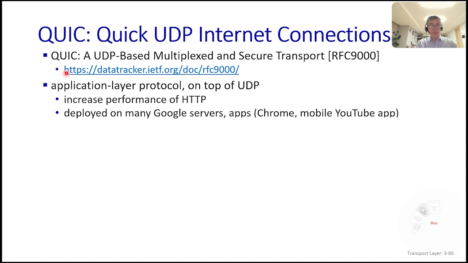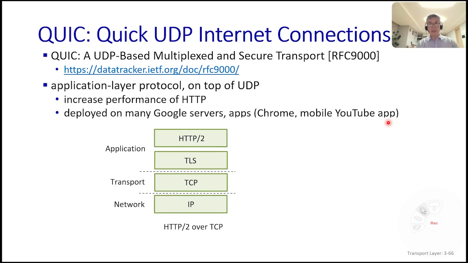It is called a UDP-based multiplexed and secure transport, and RFC 9000 specifies this standard. You can click and get RFC 9000. QUIC is an application layer protocol on top of UDP that increases the performance of HTTP, the hypertext transfer protocol, for web data. This is deployed on many Google servers and applications like Chrome, mobile, and YouTube apps. Okay, and recently this was standardized as a general transport layer protocol by the IETF.